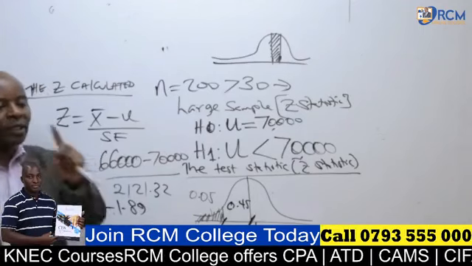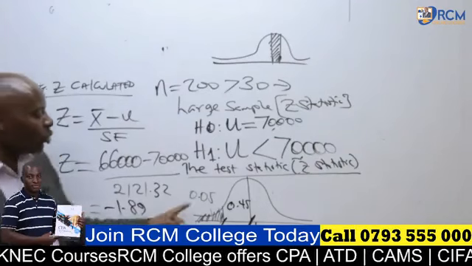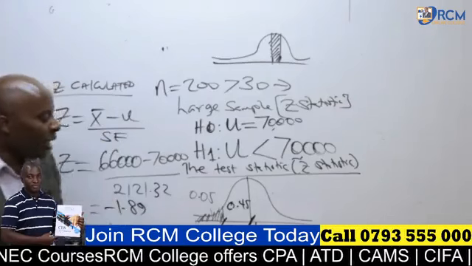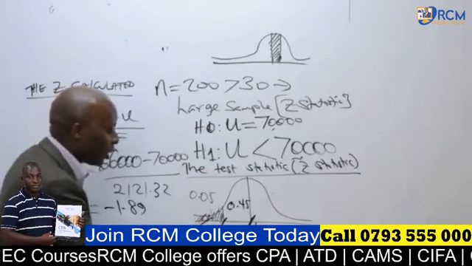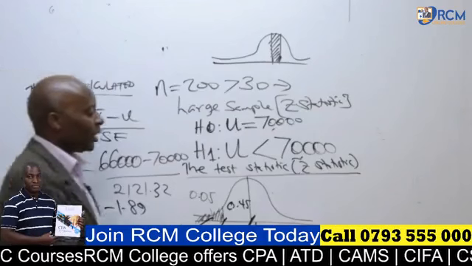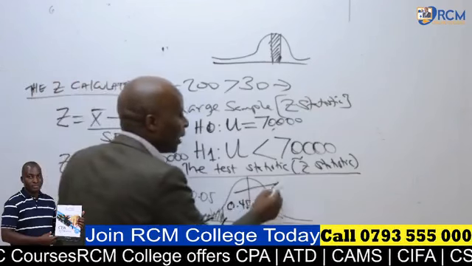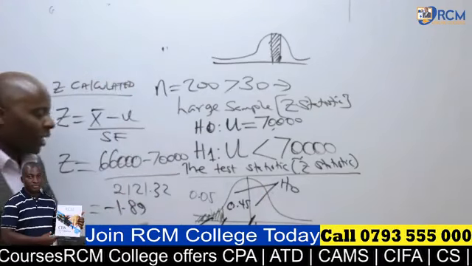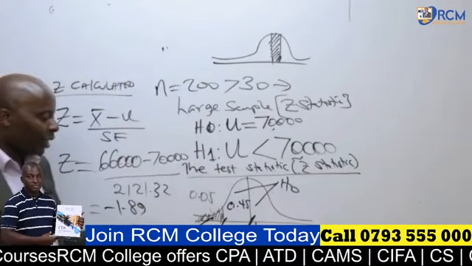There is one thing that I forgot to tell you. Once you have these shadings, remember that the shaded area is an area of H1. This shaded area is an area of H1. And then the unshaded area, all these two areas, are areas of H0. Unshaded area is H0, and the shaded area is H1.